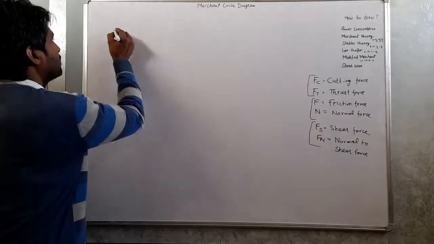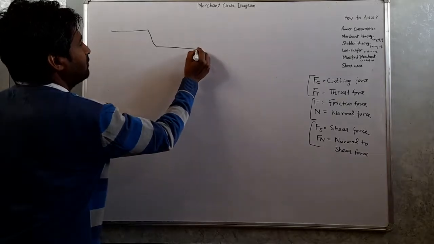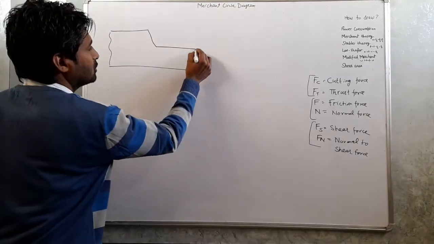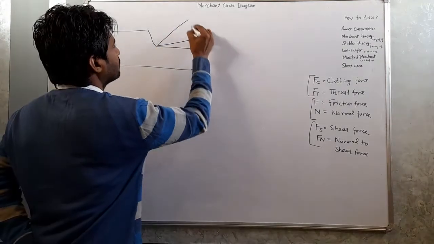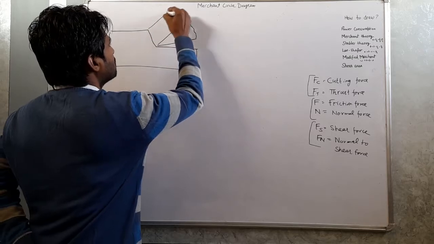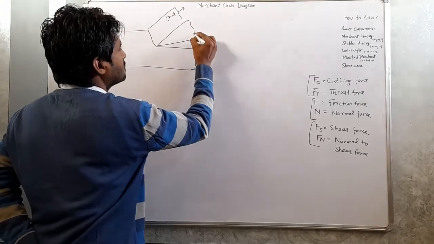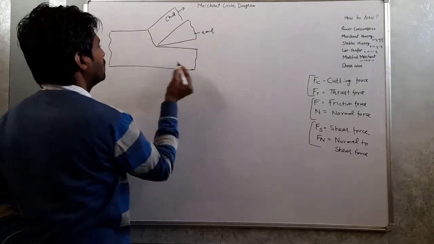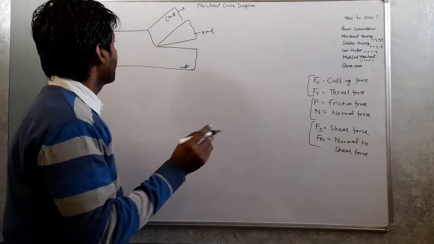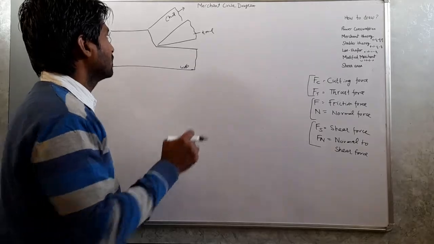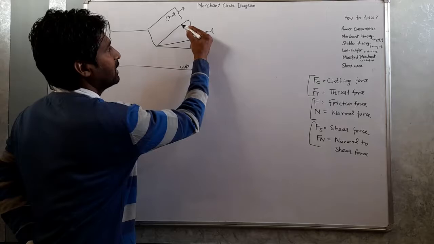First I will draw a simple cutting diagram. This is the workpiece. Suppose this is the cutting tool, and this is the chip flowing with velocity v. As we know, the chip is flowing at the rake surface. This is the rake surface of the tool. The chip is flowing at this surface.